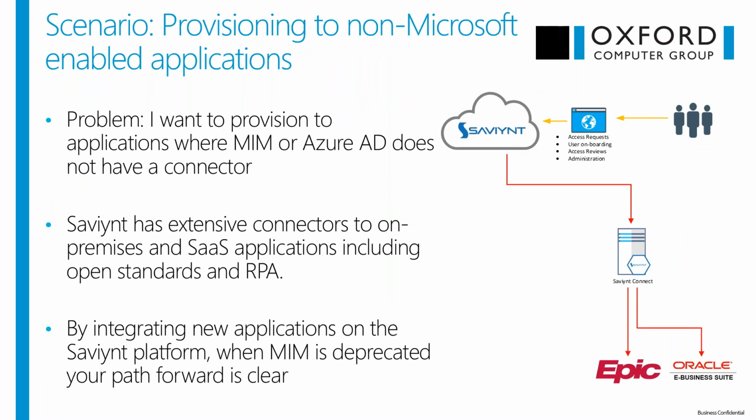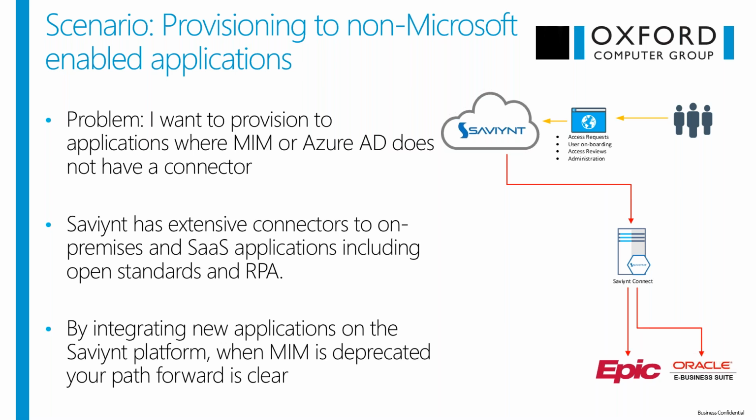So the provisioning to non-Microsoft enabled applications is always one of the questions we get asked by our MIM customers. And a lot of times it will involve us writing a connector for MIM. So it's a separate code base. It's not provided by Microsoft. They did provide a framework for us to build those connectors. The out-of-box connector set for MIM is relatively short. And as I said, there's a reliance on that custom code to build your own connectors.